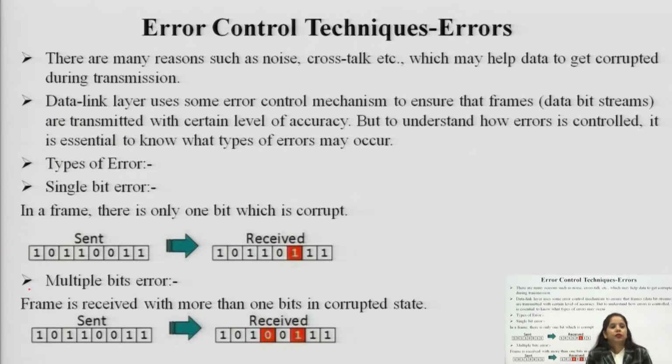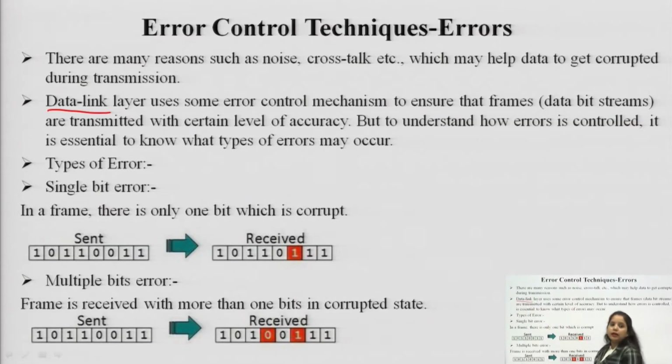Before going through the error control techniques, first of all we have to know about the different types of errors which occur in optical communication. So, what are the reasons for different types of errors? The different reasons for errors are noise, crosstalk, etc., which corrupt the incoming signal during the transmission process, and the data link layer uses some error control mechanism.